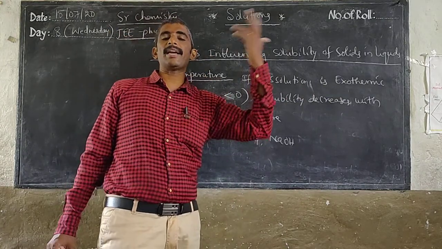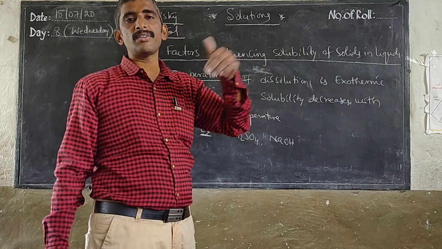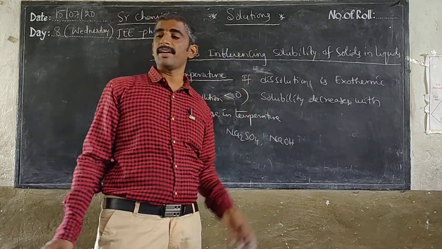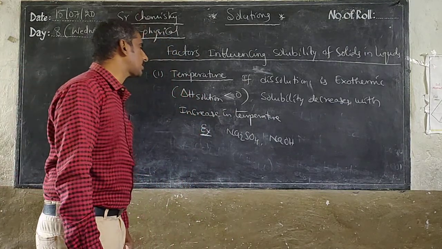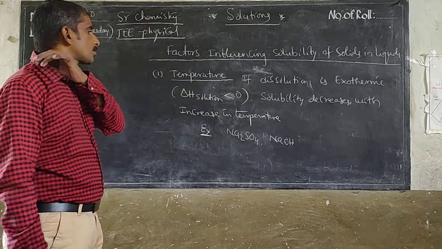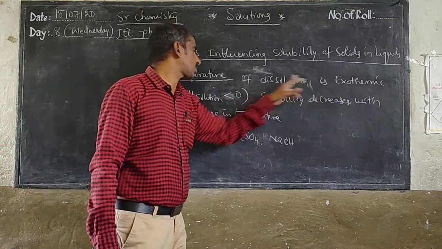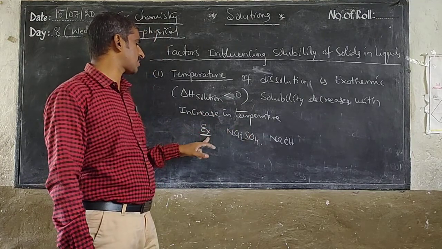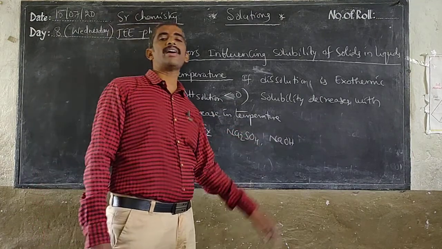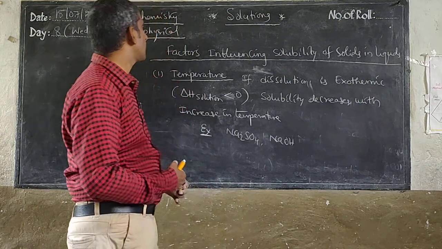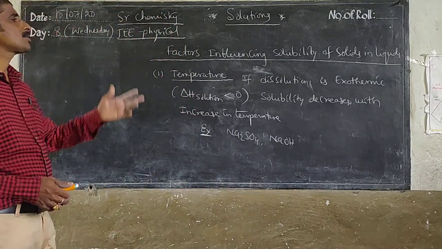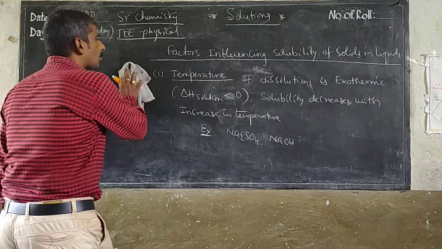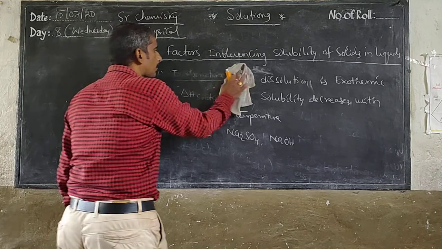Exothermic means heat is liberated. So if dissolution is exothermic, solubility decreases with increase in temperature. Example: sodium sulfate and sodium hydroxide. So that is temperature. Next, the second factor is pressure.